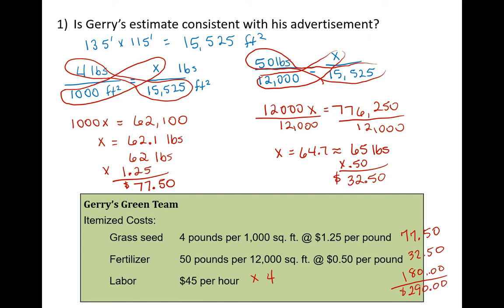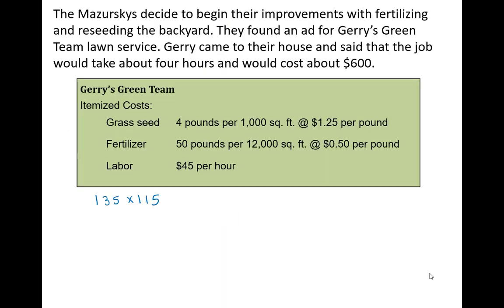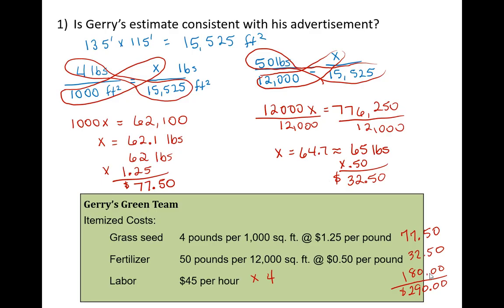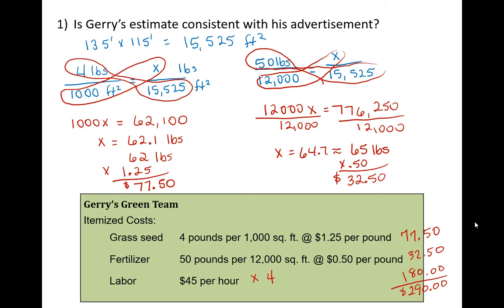What did he say he wanted to charge them? He said it was going to cost $600. He's charging about double that. I don't know if he was going to include the front yard and that's why he's way off, but that's definitely not what he charged. Okay.